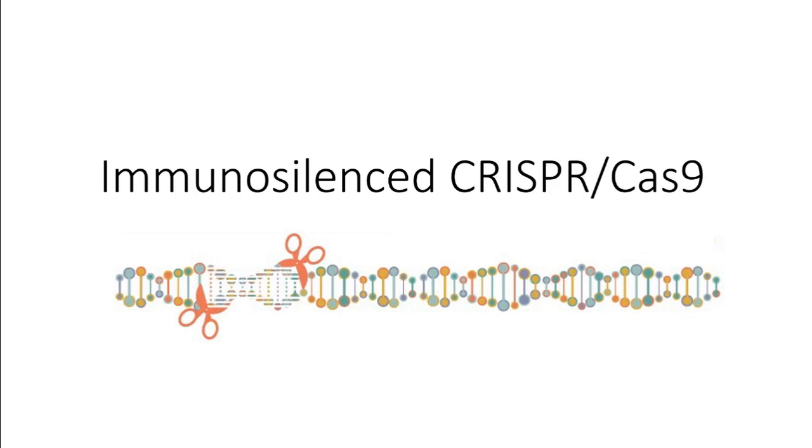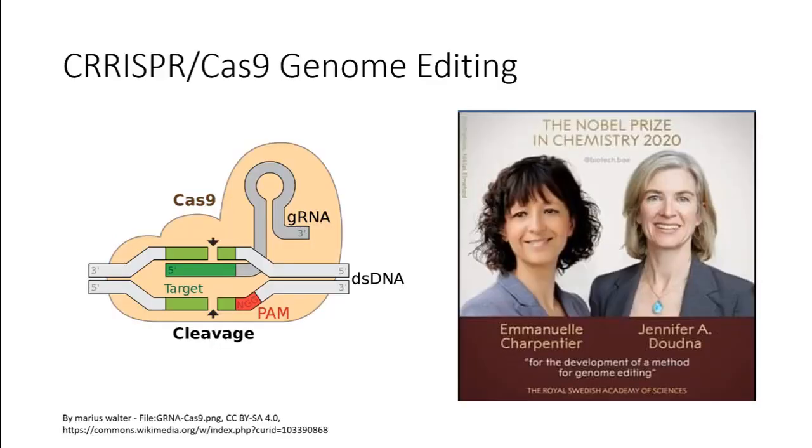So then we use this T-cell epitope prediction algorithm to create an immunosilenced CRISPR-Cas9, as I will show in the next few slides. CRISPR is a bacterial defense mechanism against invading viruses. The 2020 Nobel Prize in Chemistry was awarded to Jennifer Doudna and Emmanuel Charpentier for using this system to develop a genome editing tool. That is a tool to rewrite the code of life.